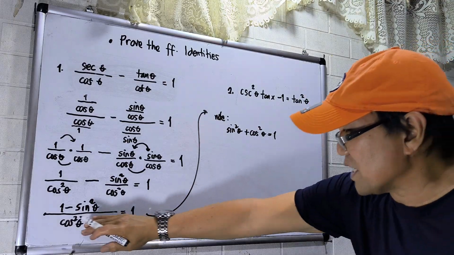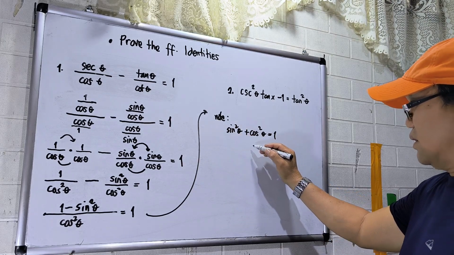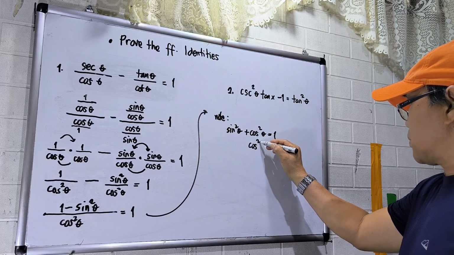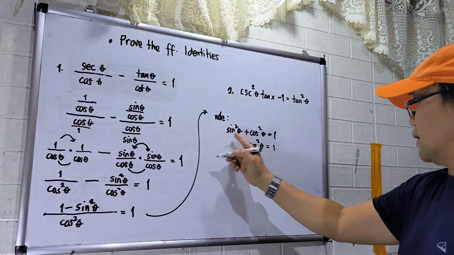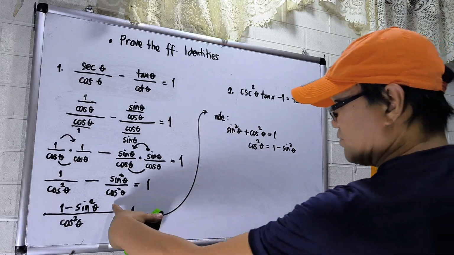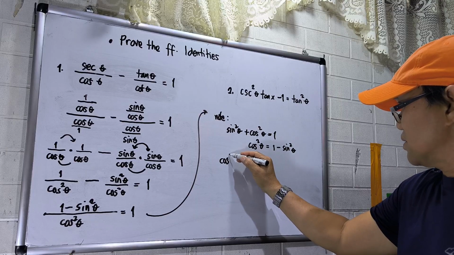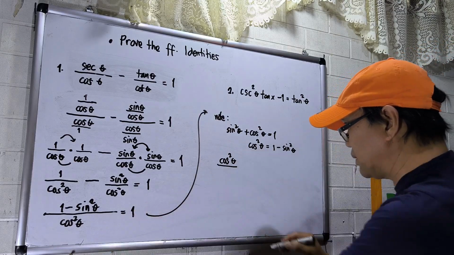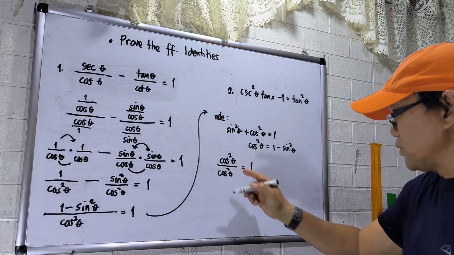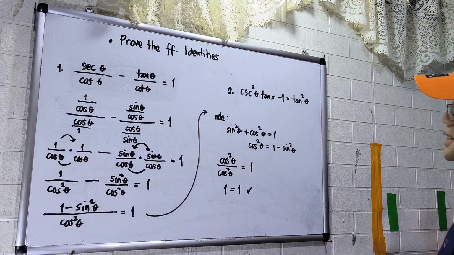Now, what is the value of 1 minus sine squared theta? Let us simplify this one. Transpose sine squared to the right. So cosine squared theta is equal to 1 minus sine squared theta. Meaning, the value of the numerator is cosine squared theta. So this is cosine squared theta over the denominator cosine squared theta. The same numerator and denominator will be 1. So, 1 is equal to 1. So, number 1 is correct.